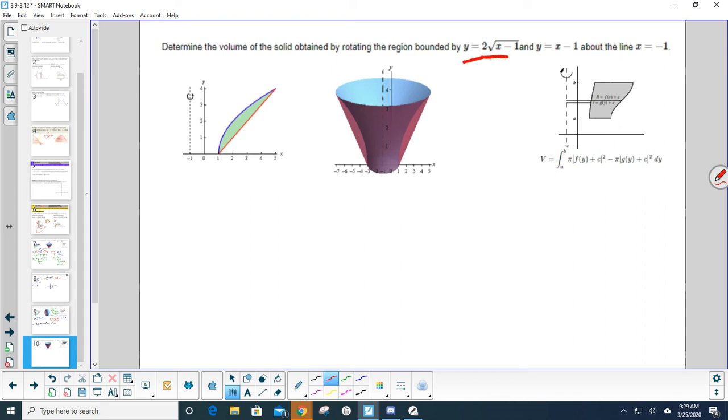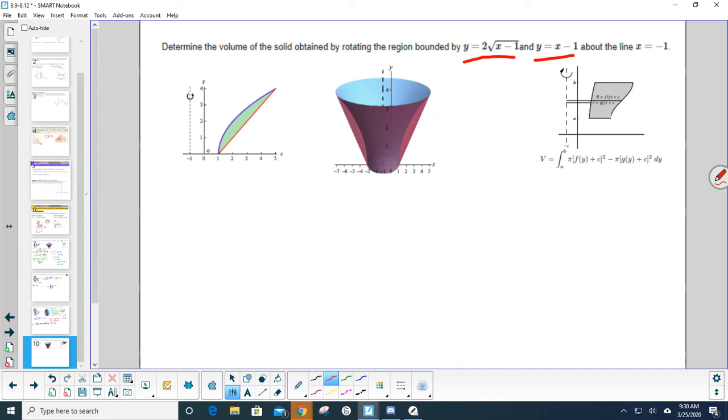We have y equals 2 square root of x minus 1, which is the blue purplish one. And then we have y equals x minus 1, which is your red one. And we want to rotate it about x equals -1. This lighter pink color, magenta, whatever you want to call that, would be the shape that we would see getting spun around. It has a really big hollow part on the inside.